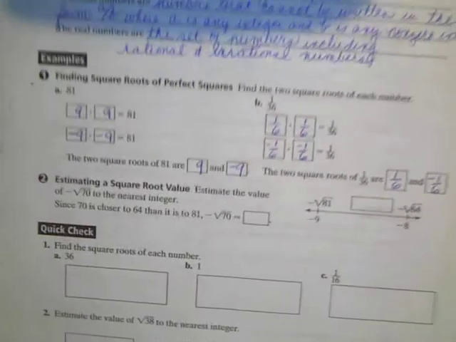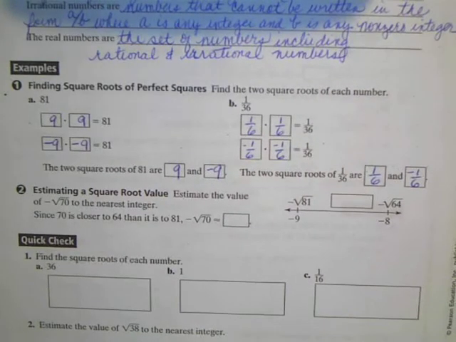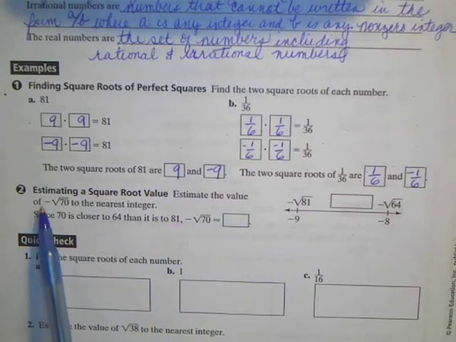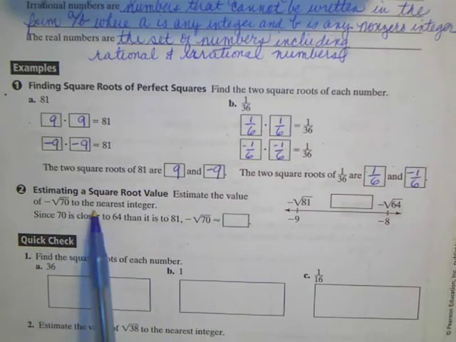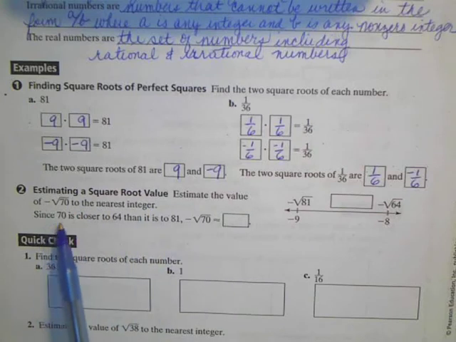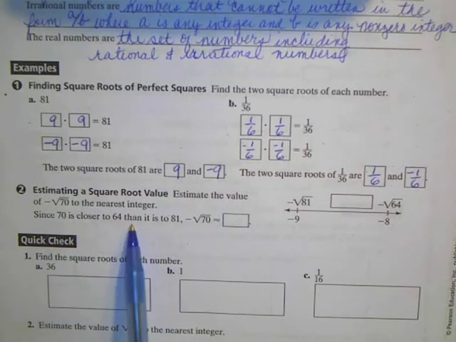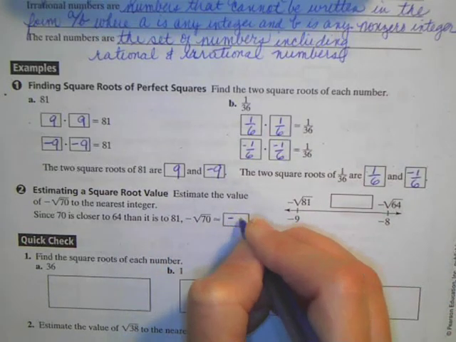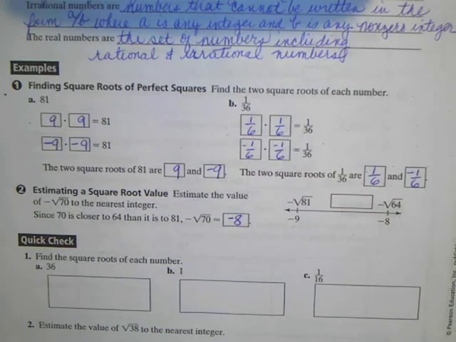Okay, sometimes also we'll just want to estimate the square root of a value. So if we want to estimate the value of the opposite of the square root of 70 to the nearest integer, since 70 is closer to 64 than it is to 81, the opposite of the square root of 70 is approximately the opposite of 8, or negative 8.